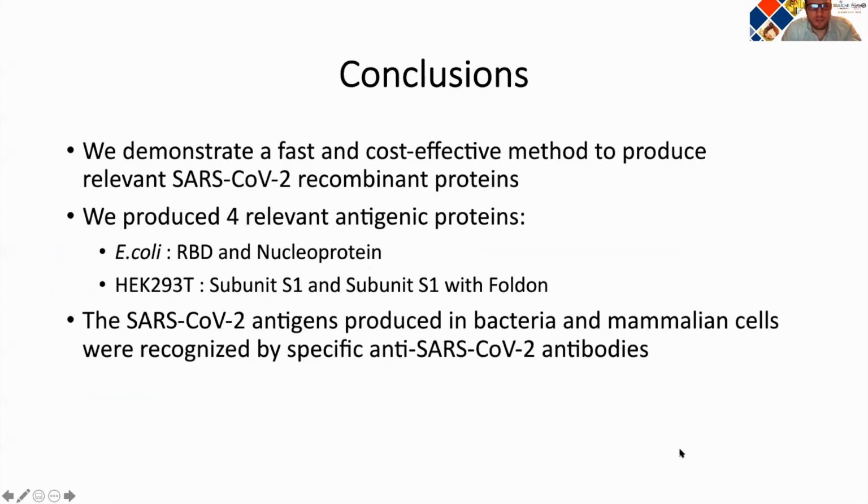And well, in conclusion of this project, we can demonstrate a fast and cost-effective method to produce relevant SARS-CoV-2 recombinant proteins. We can produce relevant antigenic proteins in E. coli, the receptor binding domain and the nucleoprotein. And in the case of mammalian cells, HEK293T, the subunit S1 and the F1 protein, composed of subunit S1 and the foldon. And the SARS-CoV-2 antigens produced in bacteria and mammalian cells can be recognized by specific anti-SARS-CoV-2 antibodies.